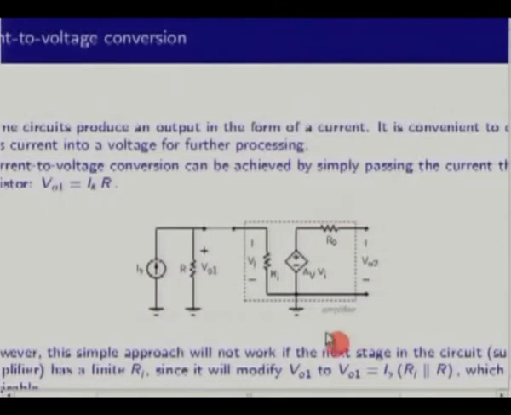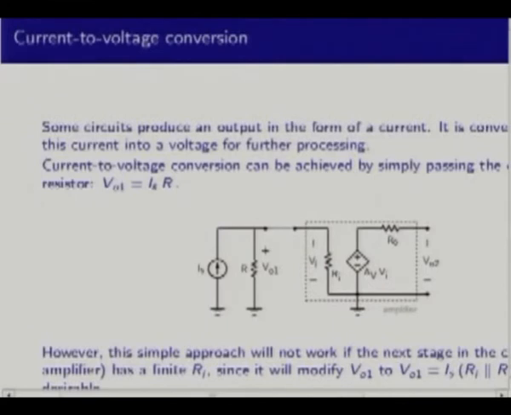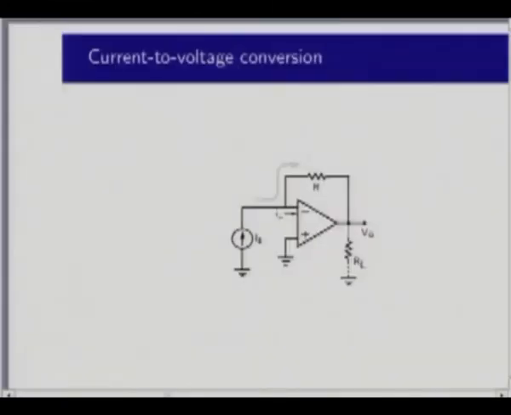Now the moment you have an amplifier connected to this circuit, it is not IS times R anymore, because this R is now going to be R parallel Ri. So it is going to be VO1 equal to IS times R in parallel with Ri, and so your input voltage itself is going to change, and therefore what you measure will depend on the input resistance of the amplifier. Therefore it's not desirable to have just a simple resistor to convert a current into a voltage, and that is where op amp again comes to your rescue, and let us see how. Okay, let's go to the next slide.